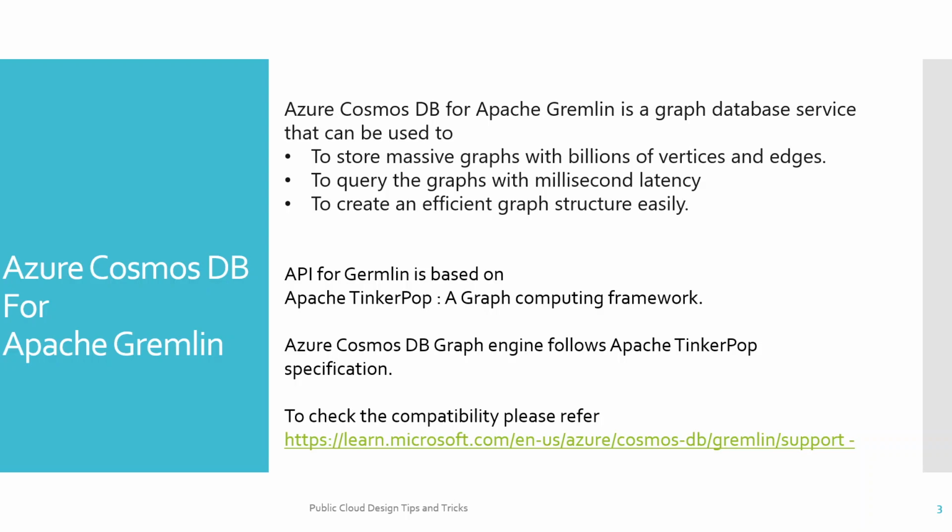So what is Azure Cosmos DB for Apache Gremlin? Gremlin is a graph database service that can be used to store massive graphs with billions of vertices and edges, to query the graphs with milliseconds of latency, and to create an efficient graph structure easily. So these are the three things that Gremlin covers.